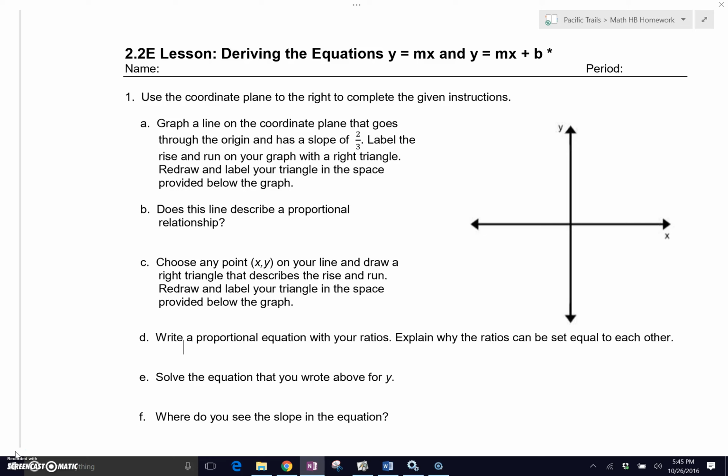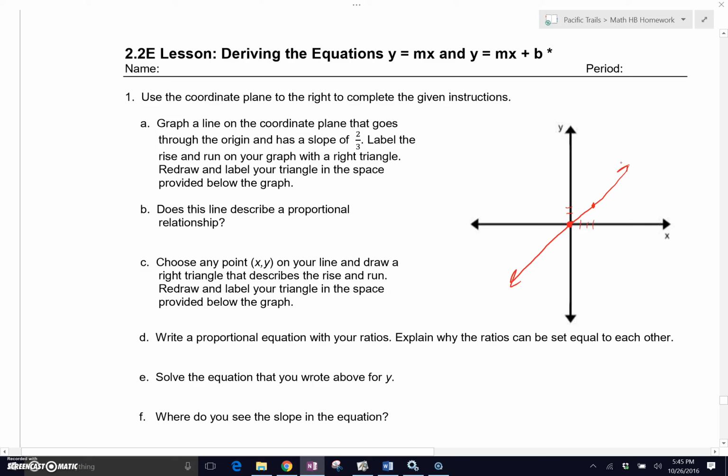So what we're going to do first is we are going to follow A. So please follow along with me. If I'm going too fast, please feel free to stop it. But what it says graph a line on a coordinate plane that goes up through the origin and has a slope of 2/3. So we're just going to put a little spot right here at the origin, and I'm going to go up 2 and then over 3 for my point right here. And I'm going to draw a line showing that's my linear equation.